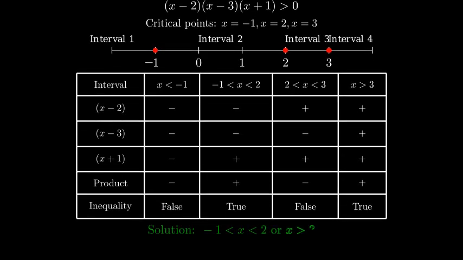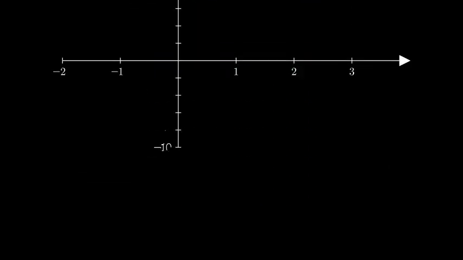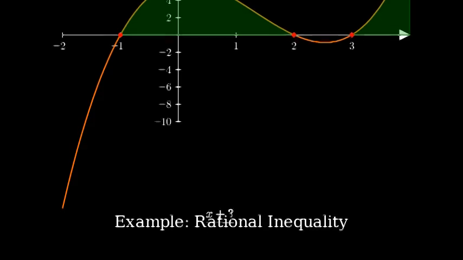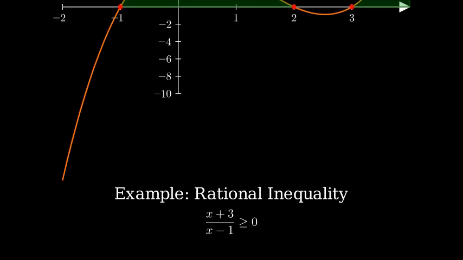Therefore, the solution to our inequality is -1 is less than x is less than 2, or x is greater than 3. We can visualize this on the graph of the polynomial. Now, let's solve a rational inequality: (x plus 3) divided by (x minus 1) is greater than or equal to 0.